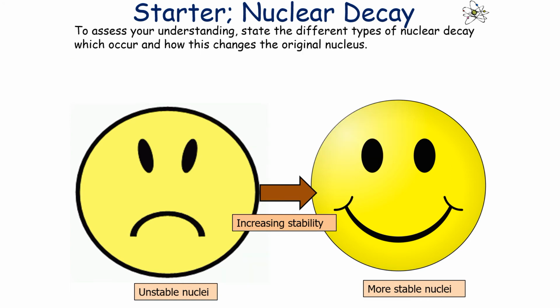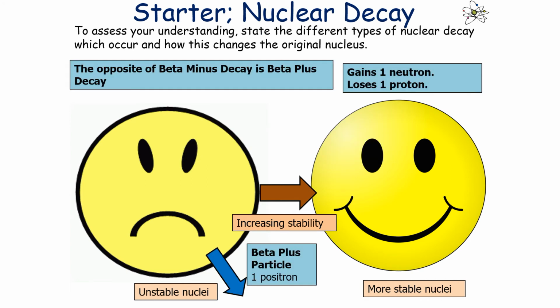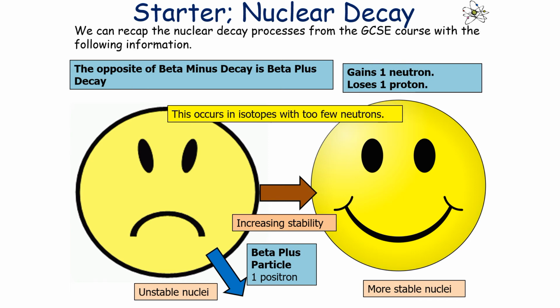Now, it's important to also note that the opposite of beta minus decay is beta plus decay, which is where you gain 1 neutron, you lose 1 proton, and you emit 1 positron. Now, again, this occurs in isotopes with too few neutrons.